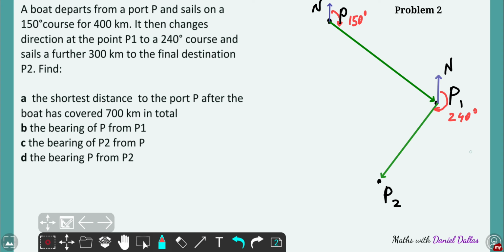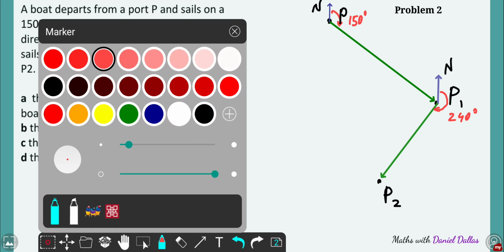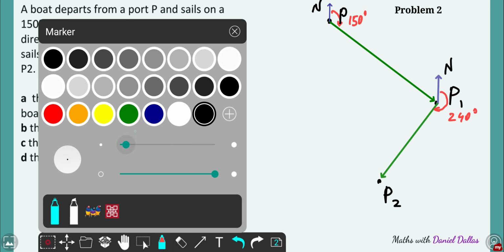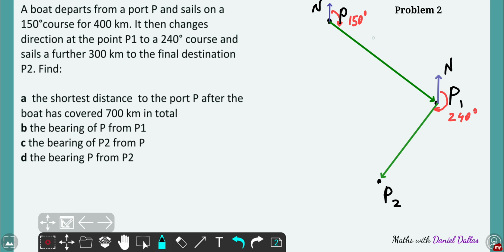Okay, we set up bearings, we set up courses. Now we need to set up distances. So let's set up distances here. So the first is 400 kilometers and the next is 300 kilometers. It's right there.